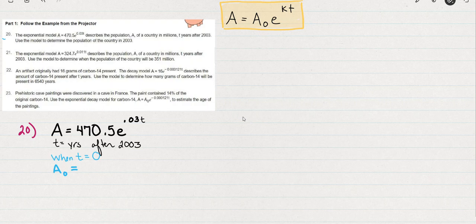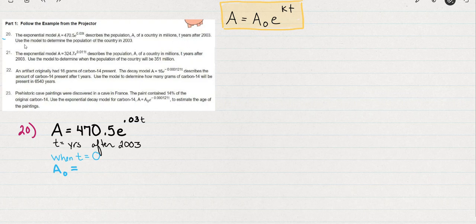Now, when we read number 20, all you need to do for this example is to be able to understand what it's asking, because the answer is actually already given to us in the equation that we're given. The exponential model, A, amount, equals 470.5 e to the 0.03t describes a population, A, of a country in millions. And this is t years after 2003. So we see that t is equal to the years after 2003.